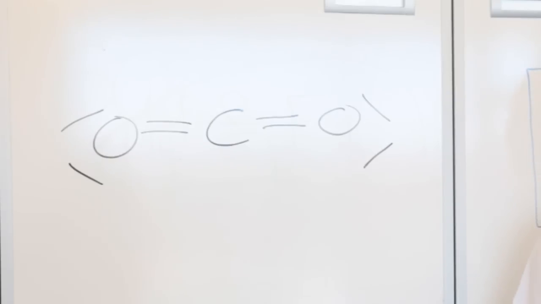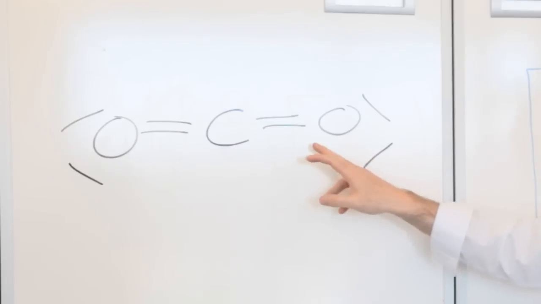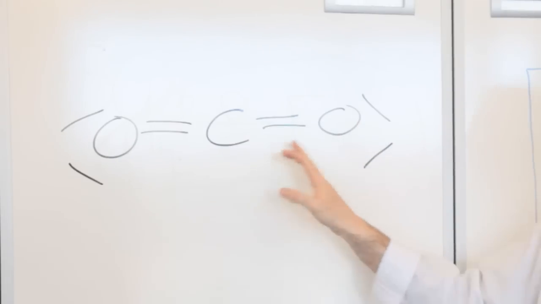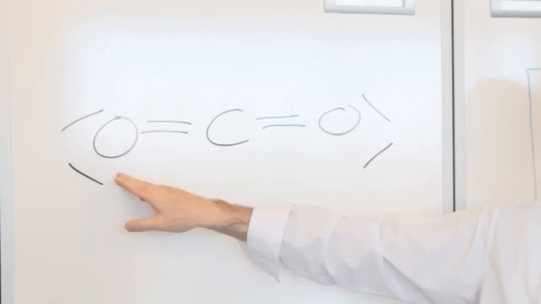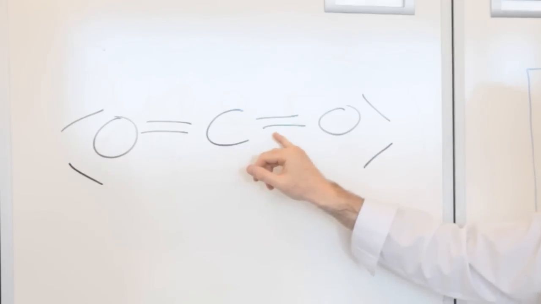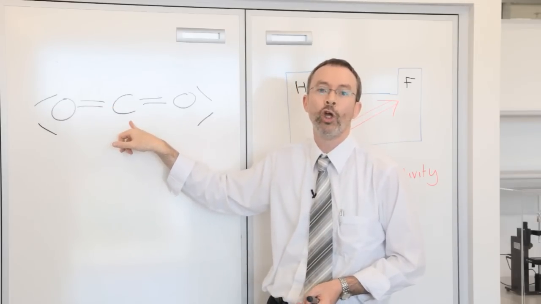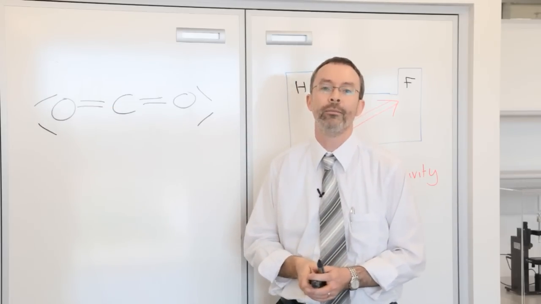So let's consider carbon dioxide. I've drawn the Lewis structure for carbon dioxide on the board here. We can see that we have 1, 2, 3, 4 pairs, a total of 8 electrons around this oxygen, so the octet's satisfied. The octet is satisfied on that oxygen, and we have 1, 2, 3, 4 pairs, 8 electrons around the central carbon atom. No lone pairs on the carbon atom.